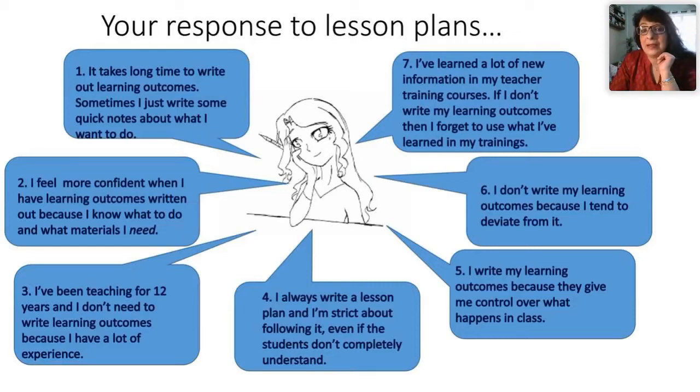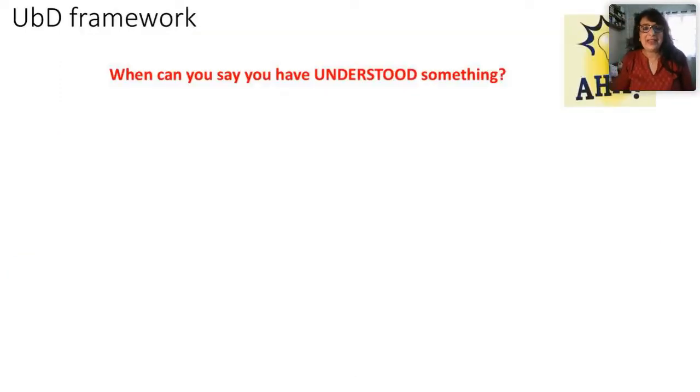So 7 is interesting, because you want to put in the learning objectives because you want to put into practice what you did in your training sessions. Wonderful. So 2 is what most of you are going with. You feel confident if your learning outcomes are specifically stated. Some of you 7, 5. I have some 5s too. Because you like stating learning outcomes because they give you control over what happens in class. Yes, that's what a framework does. It helps you to stay within a specific perimeter, right? That's important. So thank you for your wonderful inputs.